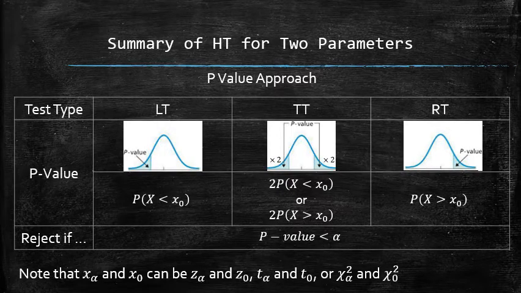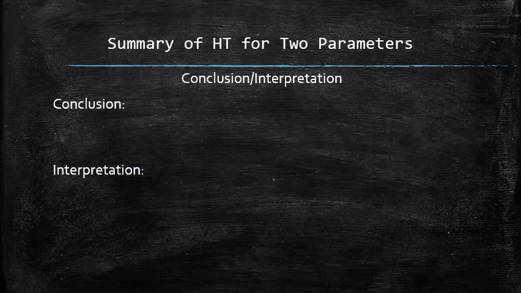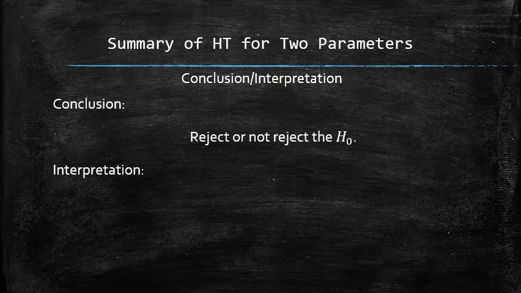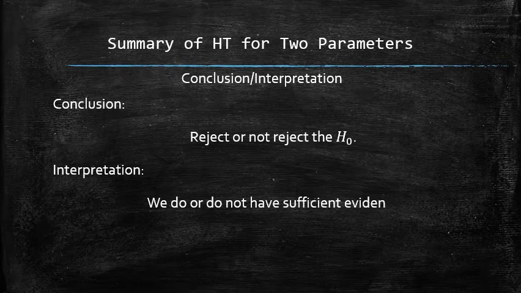Alternatively, we can use the p-value approach. In this approach, we find the p-value depending on the test statistic and the type of the test. We reject the null hypothesis if the p-value is less than the significance level alpha. Due to the logic of a hypothesis testing procedure, there are only 2 outcomes of the procedure: reject or not reject the null hypothesis. The double negative in this case is never interpreted as a positive. That is, we never accept the null hypothesis. Therefore, the interpretation is that we either do or do not have sufficient evidence to suggest the alternative hypothesis.